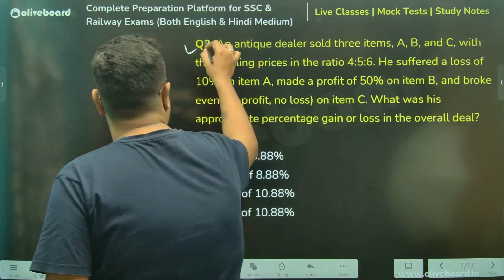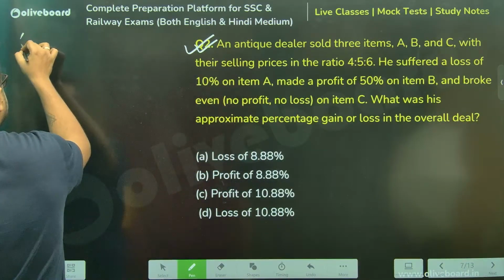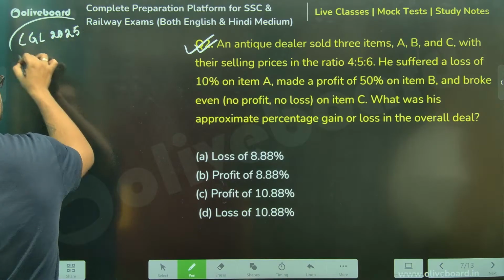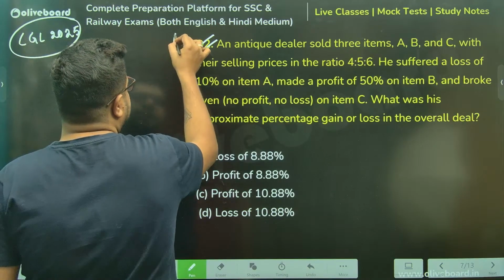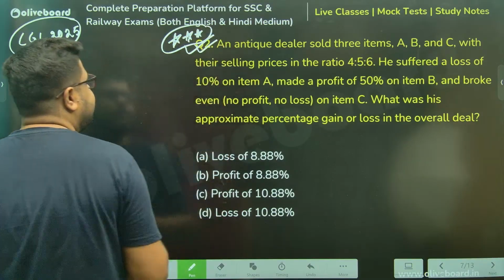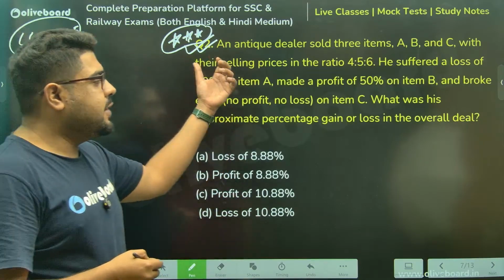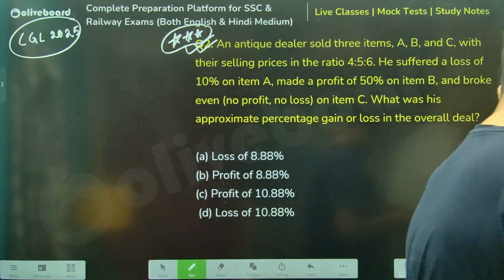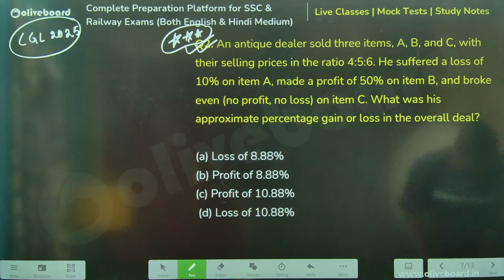Let's move on to the next one. This is also from CGL 2025. And this type has been repeated almost 3 to 4 times last year, meaning in 4 to 5 different shifts. They have given you the same question with a little twist, so values were changed. Chalo, please, everyone.